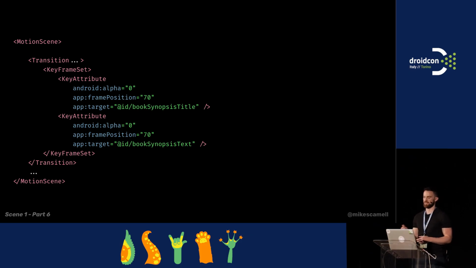So back to our animation. We're going to add a keyframe set, and within that, we're going to add 2 key attributes that do the same thing. One will be for the book synopsis title, and one will be for the book synopsis text. We set the alpha to 0. This means that when the animation starts, the text will be invisible. We define our frame position as 70, so 70% of the way through the animation. I decided on this after a lot of tweaking. Hopefully, again, if you're doing these sort of complex animations, you'll have a designer on hand to help you.